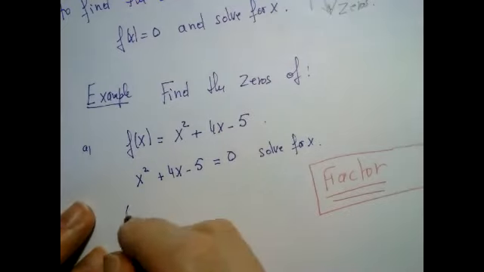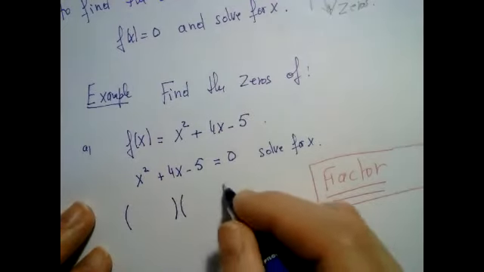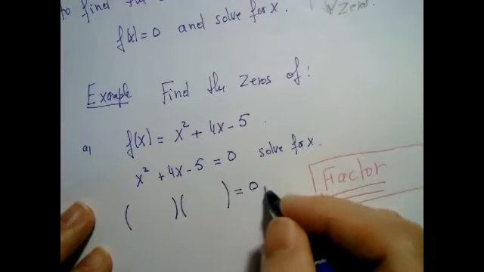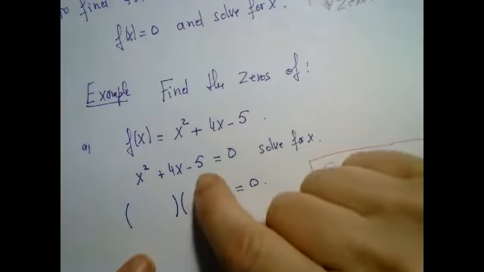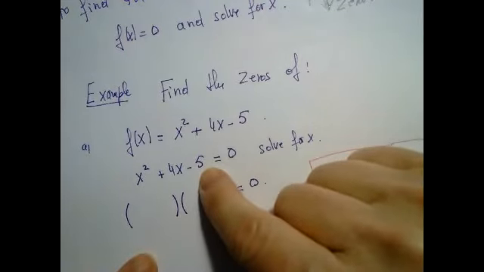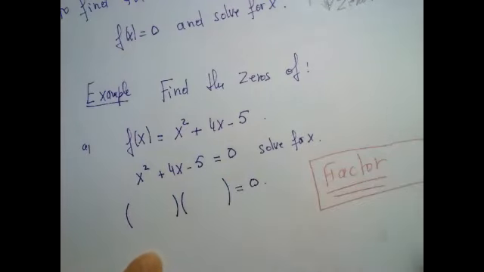Now, how can we factor this expression? Can we find two numbers that, when you multiply them, you get -5, and when you add them, you get 4? Can we factor this expression, yes or no? Come on, guys. I know you know that because I've done this a million times before. So what are the factors here?